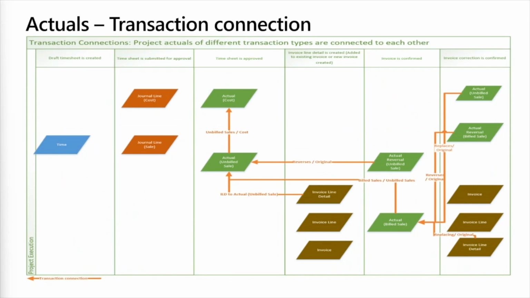We also have the concept of transaction connection. So, a draft timesheet is created, it's submitted for approval, and the timesheet is approved. Whenever there are transactions being recorded, they refer to each other. So let's say we have the timesheet approved, so we created cost and actual unbilled sale. When the invoice is confirmed, the transaction reverses and automatically a link is maintained within the system for all these transactions to maintain the financial integrity.